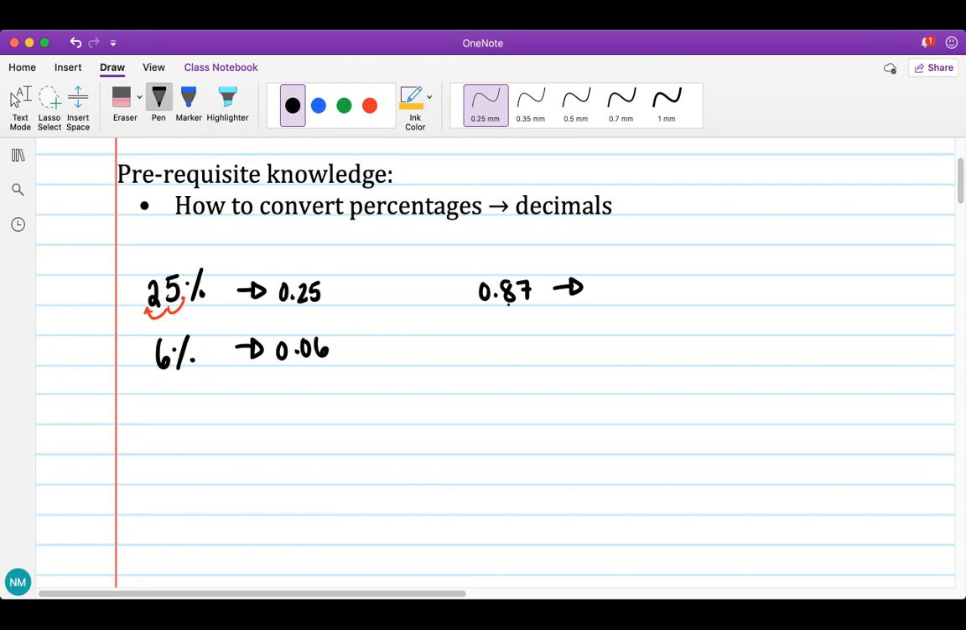If I have something like 0.87, what percentage is that? We move the decimal place 2 units to the right, and I get 87%. Or if I have 0.059, if I move it 2 places to the right, it is 5.9%. Or even if it's 1.3, if I move this to the right, put a 0 in there, it's 130%.